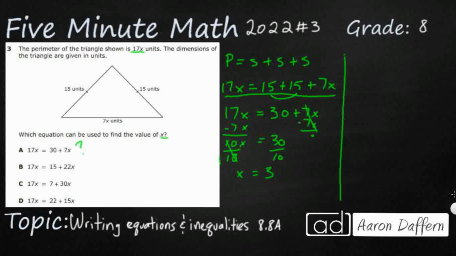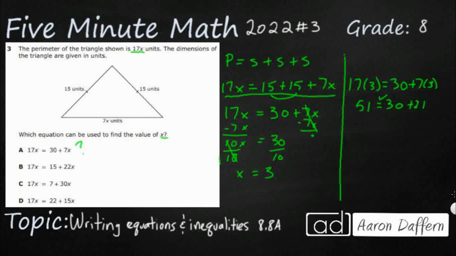Okay. So 17, and then my x is supposed to be 3, equals 15 plus 15, that was 30, plus 7 times x is 3. So let me see, 17, 34, 51 equals 30 plus 21. Yep, it sure works. So A is definitely going to work.